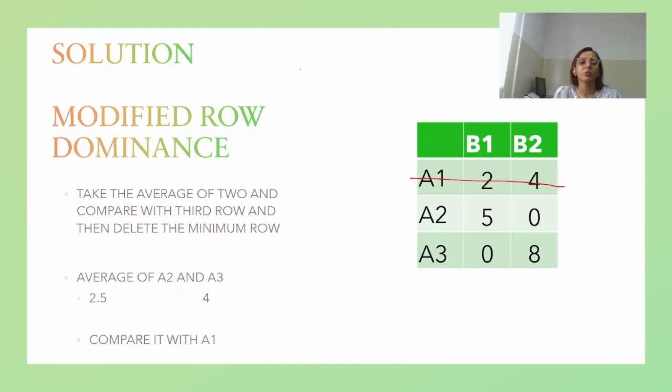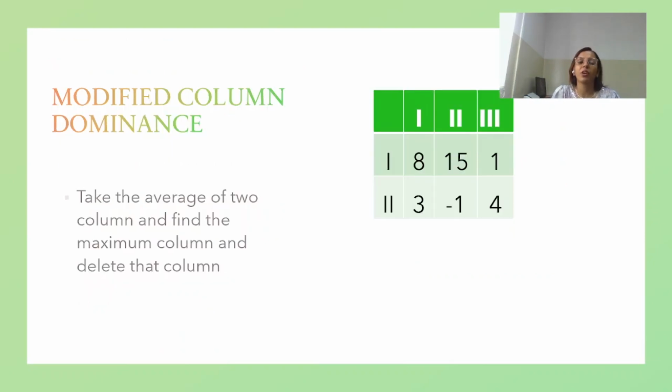Now coming up to the fourth category, that is modified column dominance. Yes, again you have to follow the same rule. If you are not able to find the maximum column as compared to the other column, then we use the modified approach.